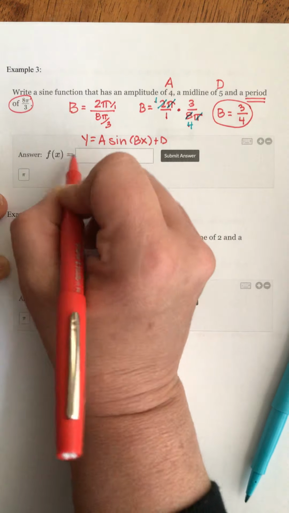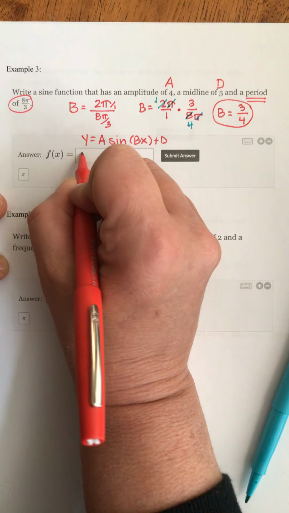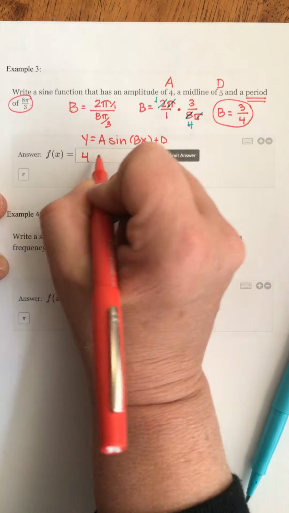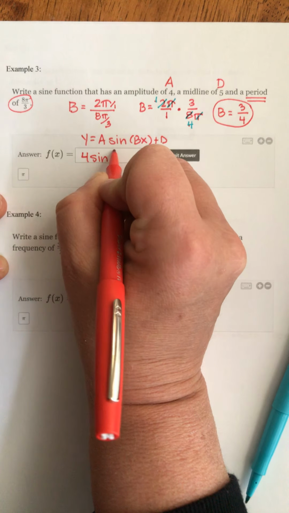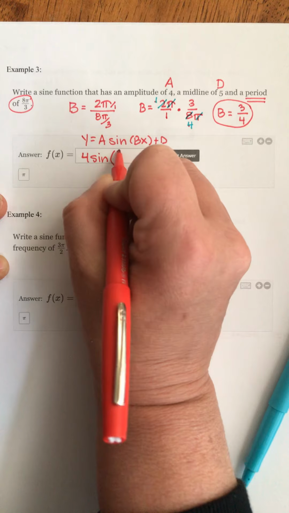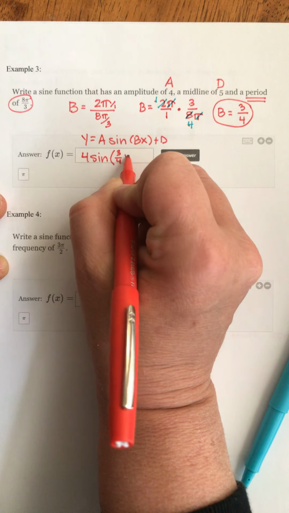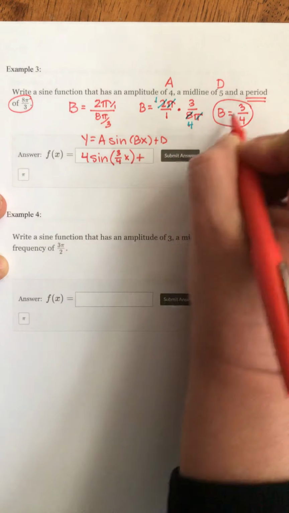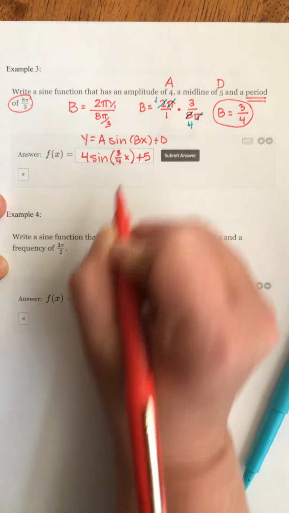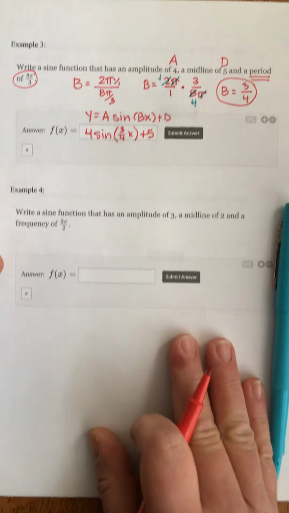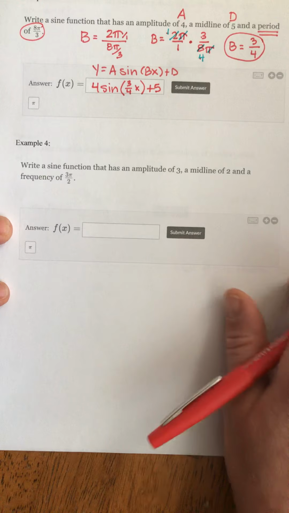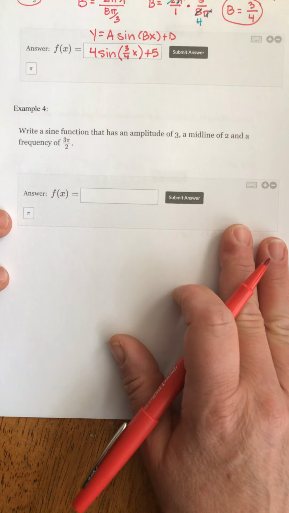All right, let's fill it in. So a was 4 from up here, sine, parenthesis, b is 3 over 4, x, plus my d value of 5. And that's that. Let's do one more together, and then I'll have you try a couple.